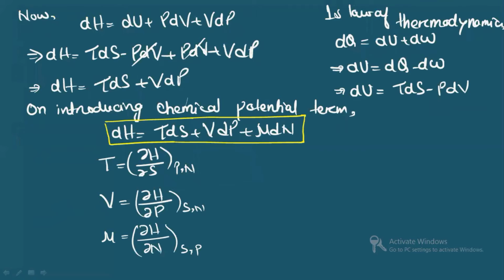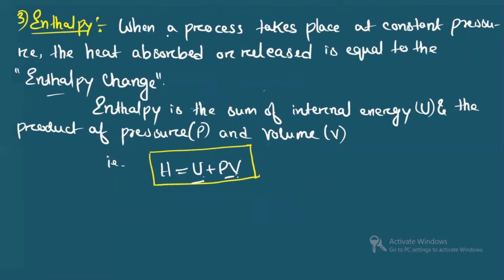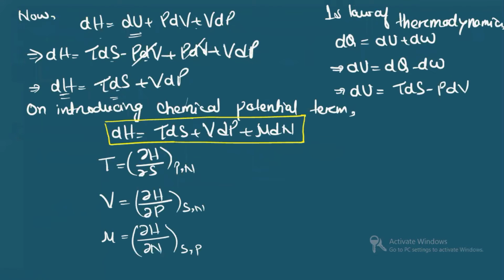Now, when you write its change, dH equals what? Taking differentiation, dU plus PdV plus VdP. Again, if you write dU from the first law of thermodynamics, TdS minus PdV, then you will get dH equals TdS plus VdP. Now you see, when you take the pressure to be constant, then the enthalpy change equals what? Heat absorbed or released. This is what is said: when a process takes place at constant pressure, the heat absorbed or released equals the enthalpy change. Right.